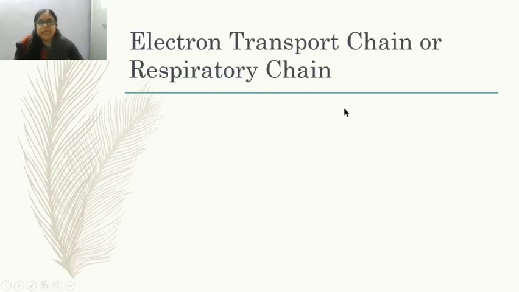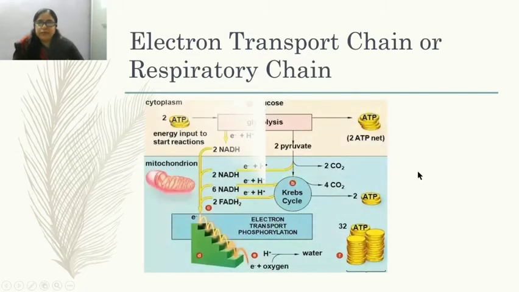Now next is the electron transport system. So children, you have studied the formation of ATP at various places. So how does it take place? This formation of ATP takes place when the electrons enter into the electron transport chain or the respiratory chain, which is located in the mitochondrial membrane. So let us have a revision here.